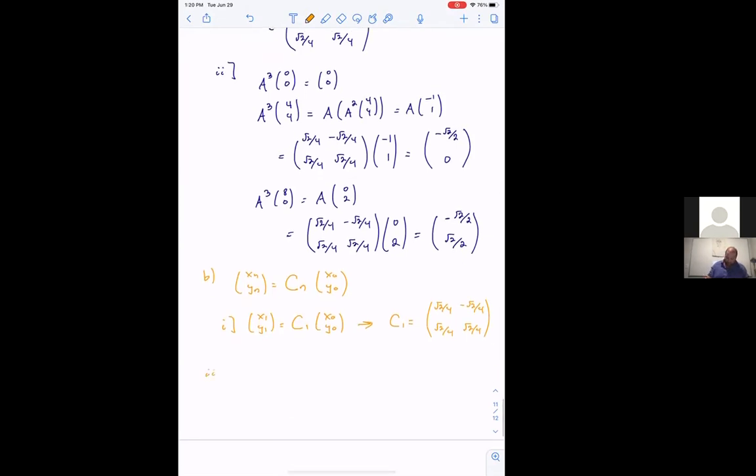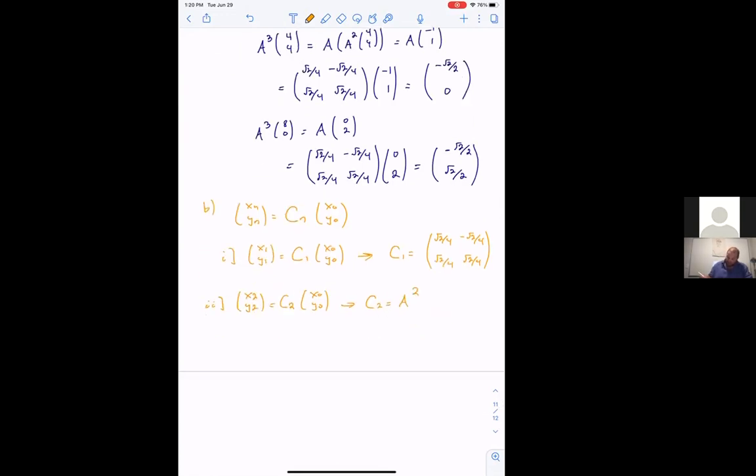Then it says find C2. Well, x2, y2 is C2 acting on x0, y0. Then C2 just becomes A squared. Well, what is A squared? This one I just have to do the math, root 2 over 4 times negative root 2 over 4. Wow, it's funny. All that math that I was really excited about avoiding in the last step, it looks like I have to do it after all. Oh, well.